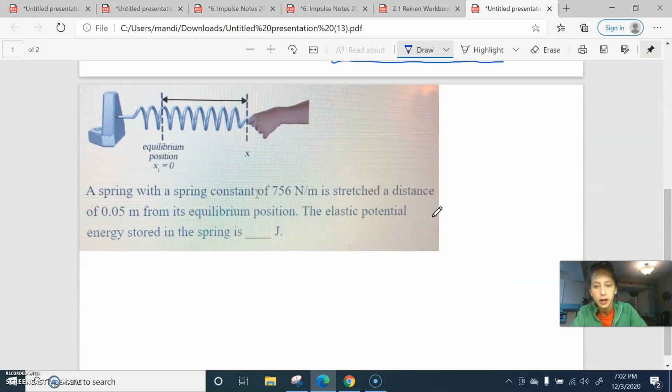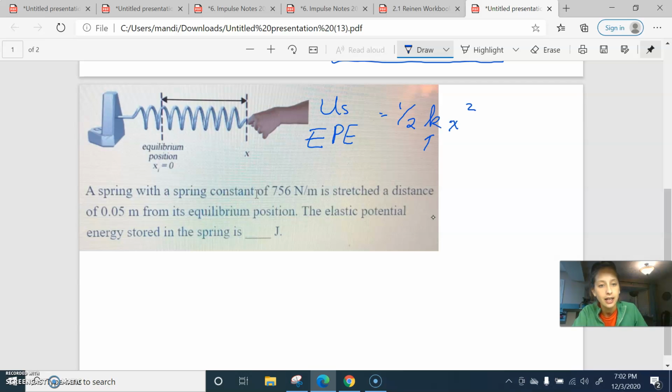Number this one. The formula for spring potential energy. Some classes say potential spring energy like this. Some say elastic potential energy like this. Either way, the formula is 1/2 kx squared. That k is the spring constant, and that's in newtons per meter. And that x is the distance from equilibrium. And that's in meters.